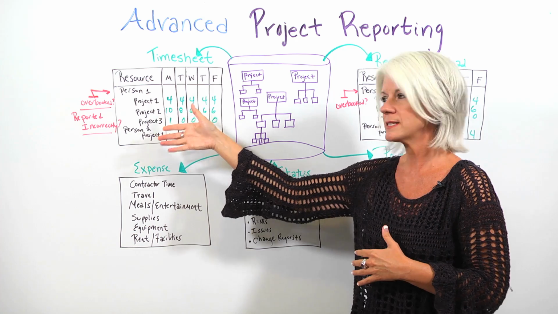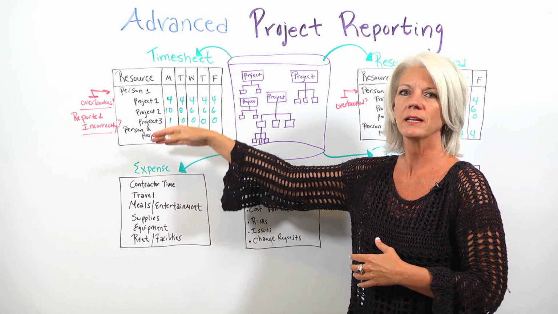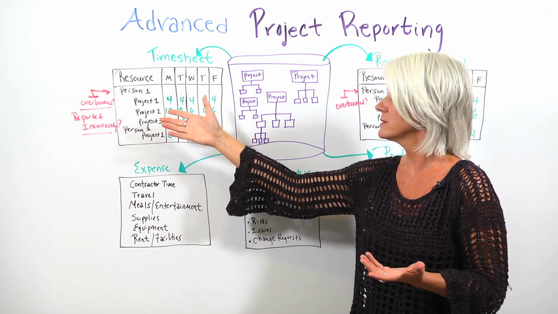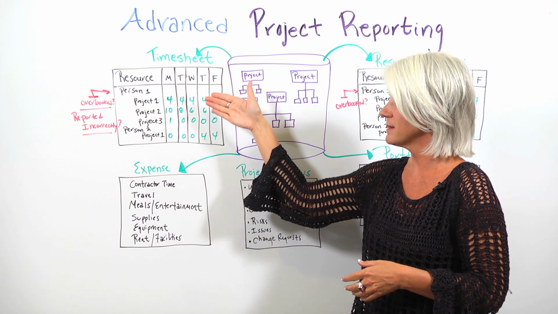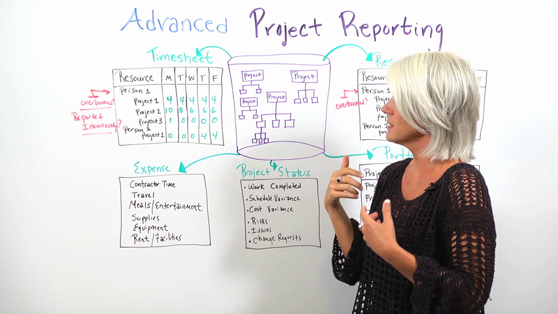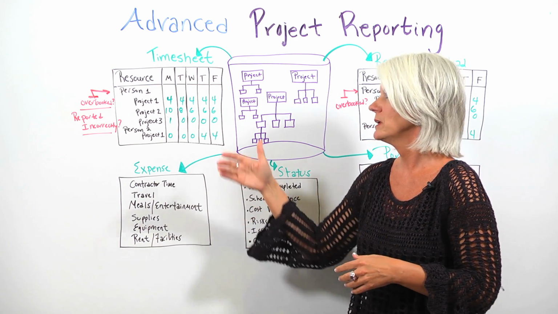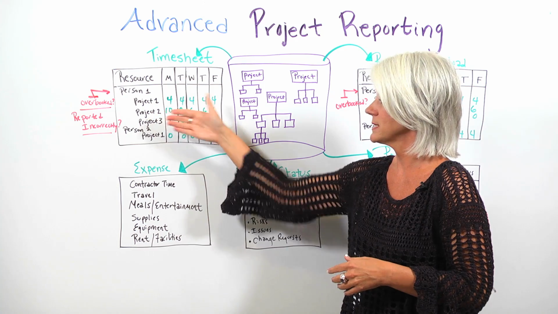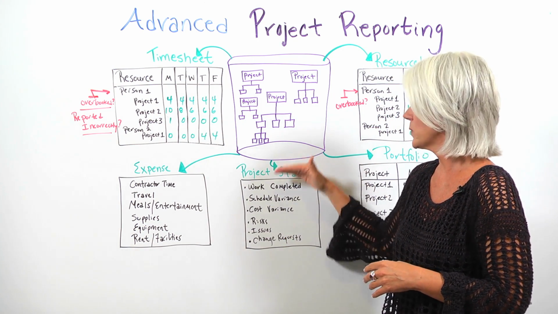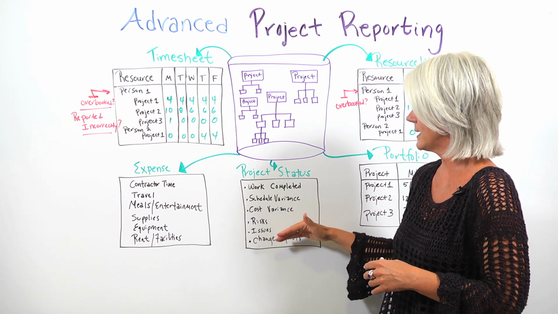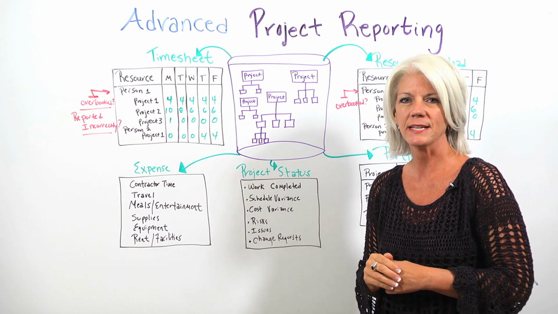So your resources, the individuals on your project want to maybe look at those. For instance, person 1 is only going to be worried about their own time and their workload. But you as the project manager, you want to look at all of the resources. And then your stakeholders and maybe your executives only want a high-level project status. They don't really care about the details.